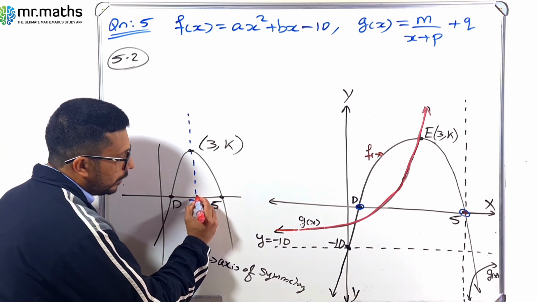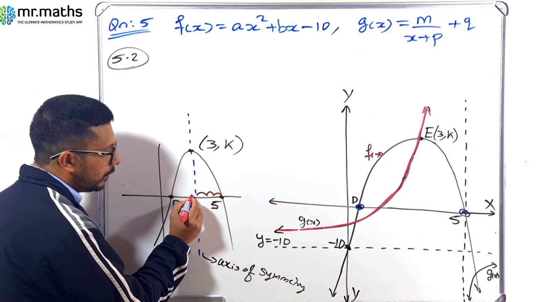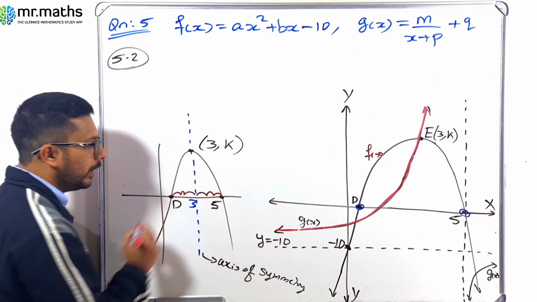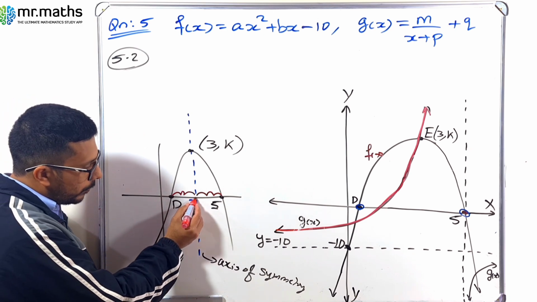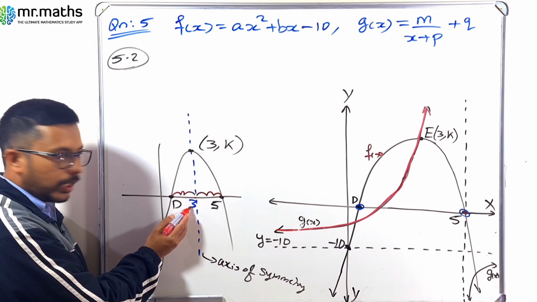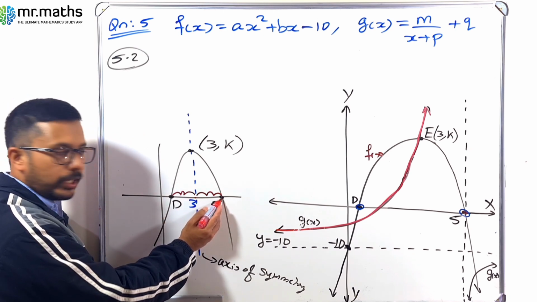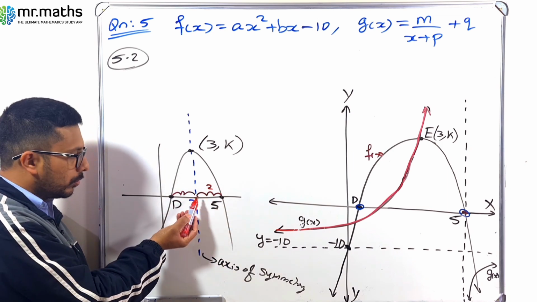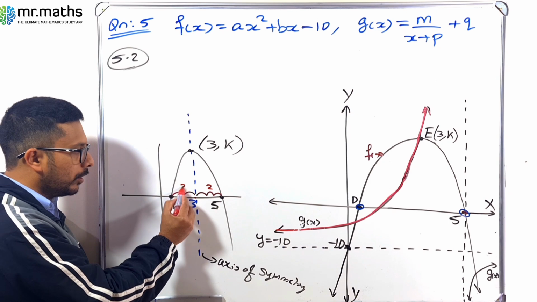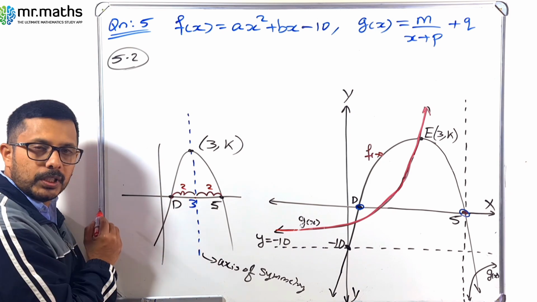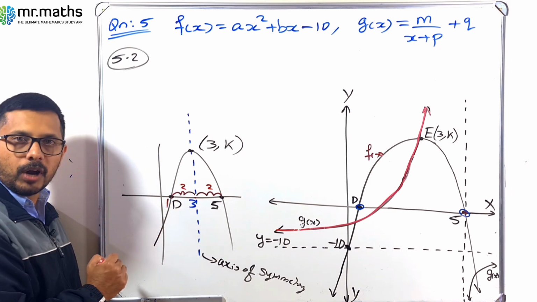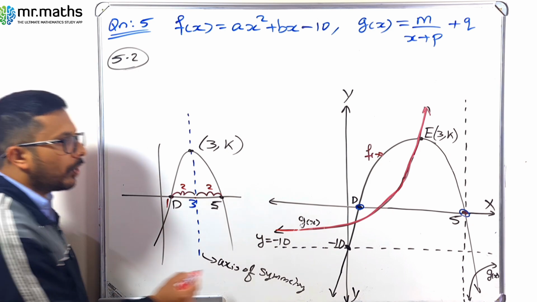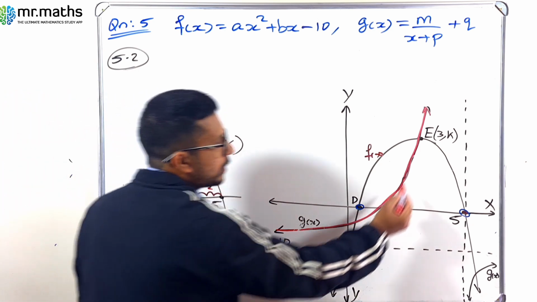It means that this distance and this distance are equal. Okay, so look at this. Here what is the x value? 3. Here what is the x value? 5. So what is the gap? 3 plus 2 is 5, so to this side also it's supposed to be 2. That means what is the x value here? It is supposed to be 1. Okay, so the x value is 1. Here the x value is 1.